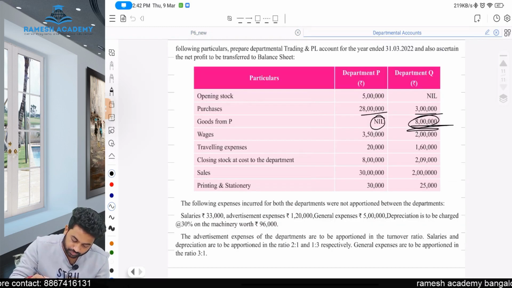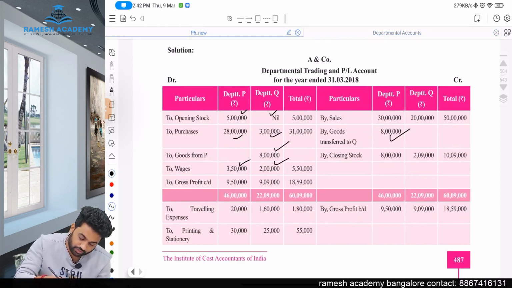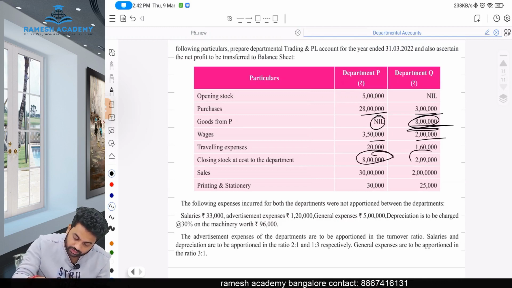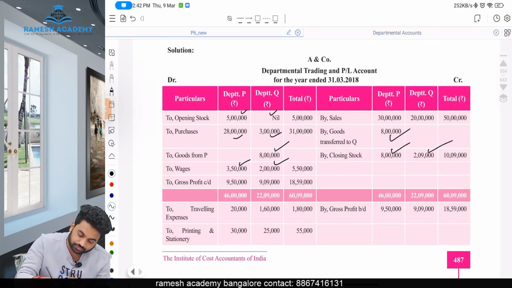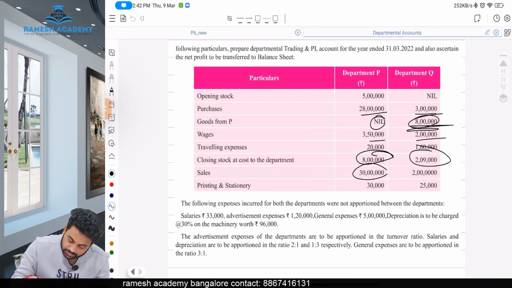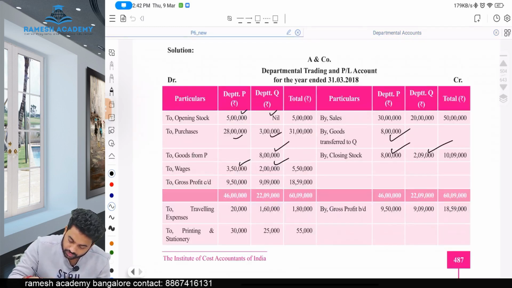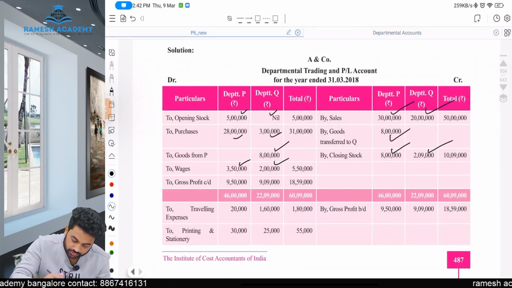Wages 350 and 200. Next, traveling expense is a P&L item. Closing stock at cost, 8 lakh and 209. Sales 30 lakh and 20 lakh. So total sale is 50 lakh.